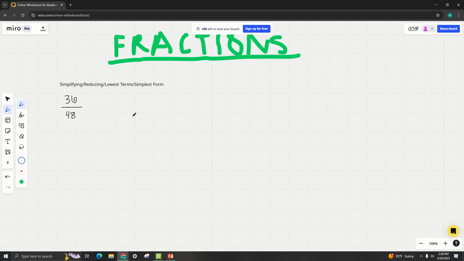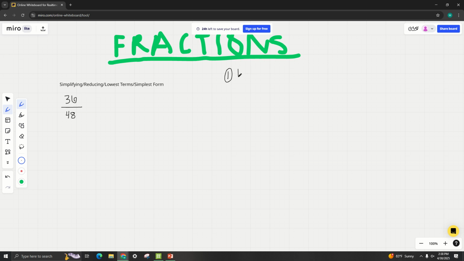So it's usually best practice to simplify, reduce, get into lowest terms, put into simplest form fractions so that we can better understand them. So there are two methods that we can use for doing this, and I'm going to show you the one that I prefer for students to do, and then I'm going to show you one that might be easier for students to do.